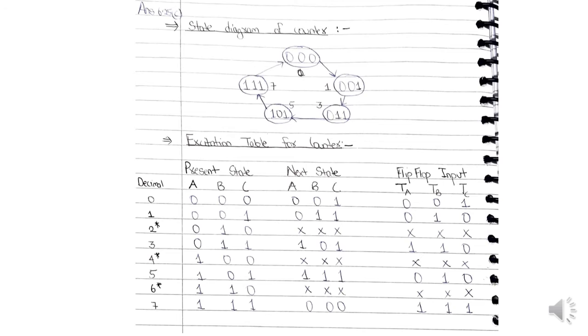For example, 2 is not in the state diagram, so for 010 the next state should be XXX, do not care, and the flip-flop input should also be do not care.